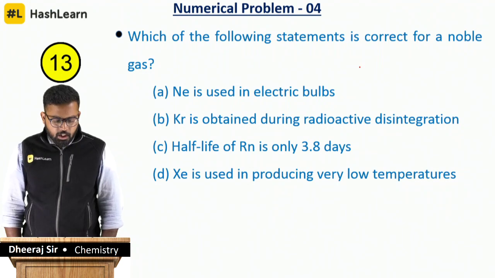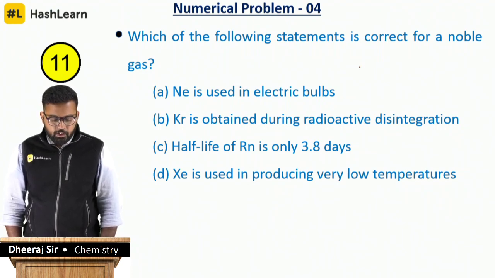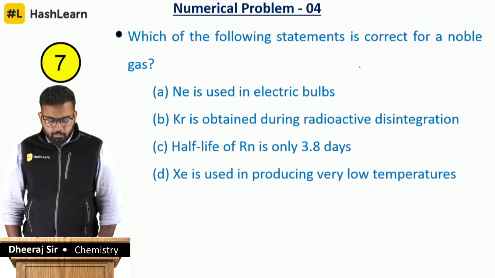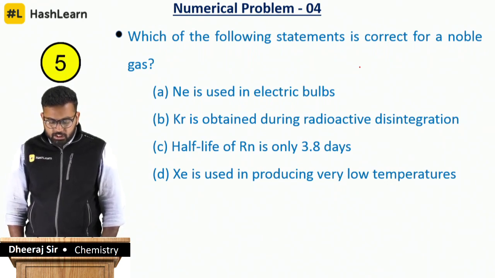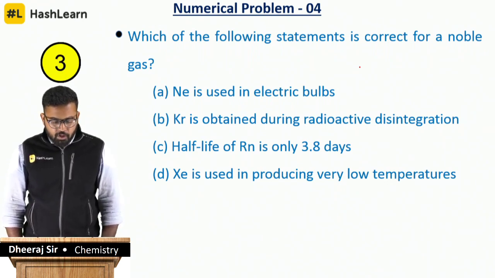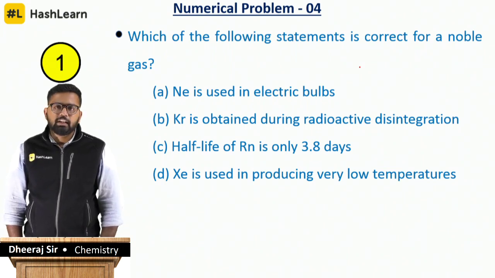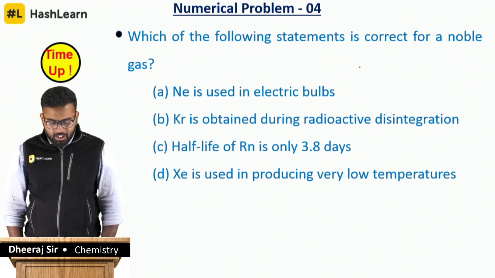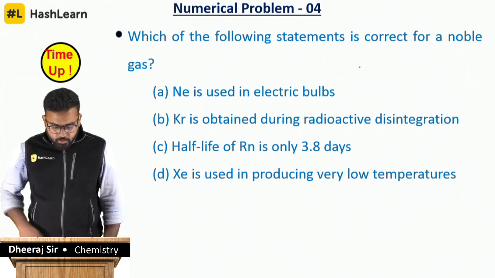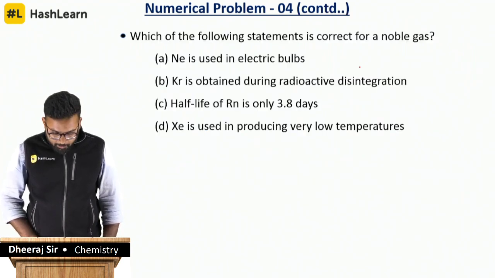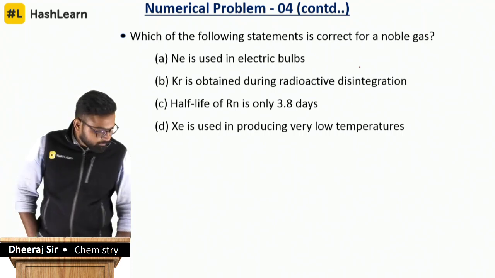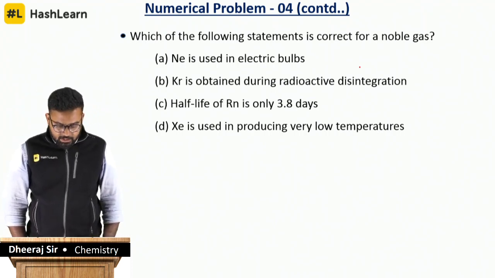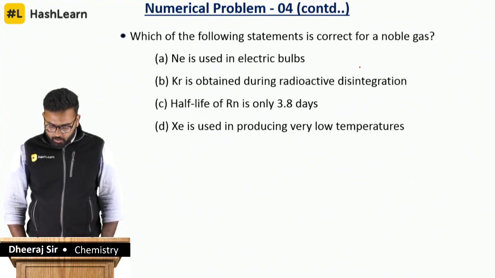The first option is neon is used in electric bulbs. Krypton is obtained during radioactive disintegration. Half-life of radon. Radon is again a noble gas. Half-life of radon is only 3.8 days. Xenon is used in producing very low temperatures. So what is it going to be? So Sakshi ends up giving us A as an answer. So what is it going to be?